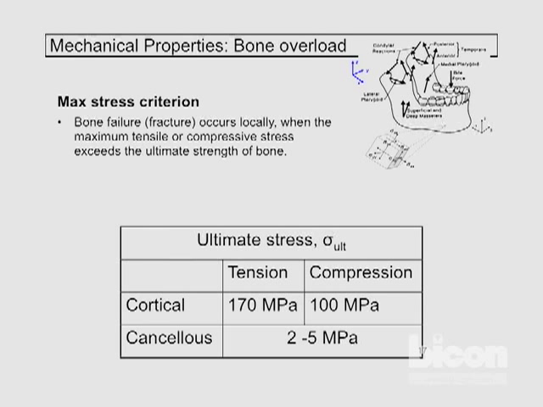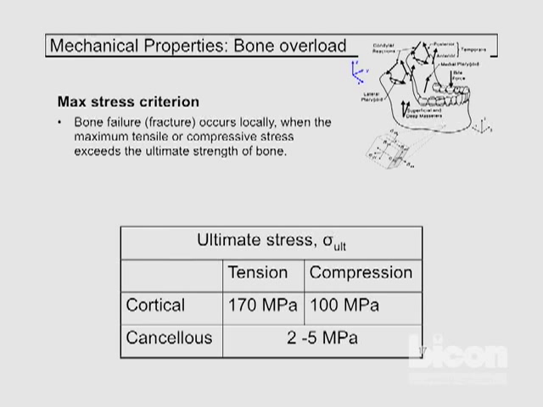Now, it turns out that experimental measurements show that the ultimate tensile stress in the cortical bone is 170 megapascals in tension, but 100 megapascals in compression. And in cancellous bone, this is in the range of 2 to 5 megapascals.